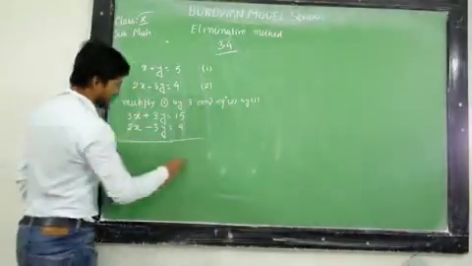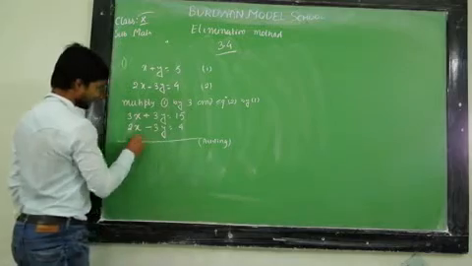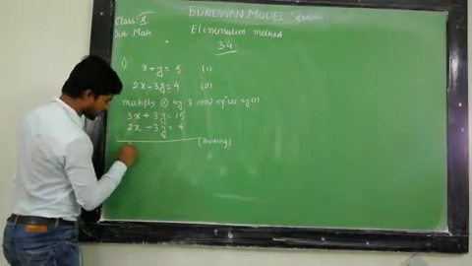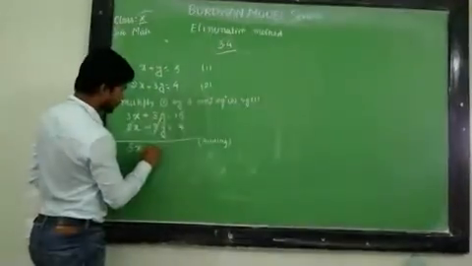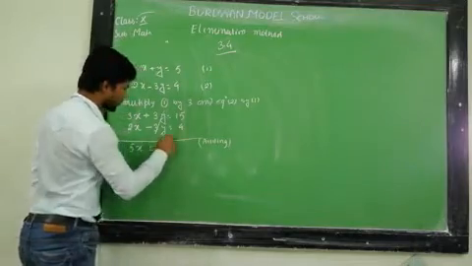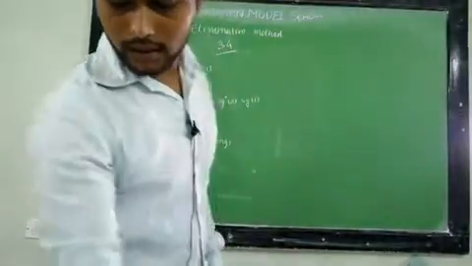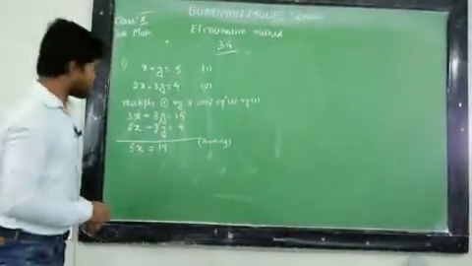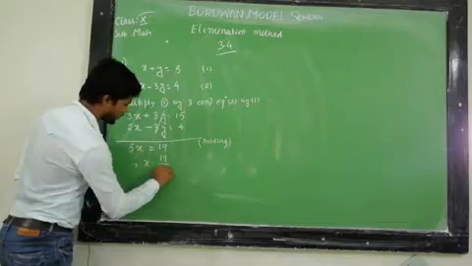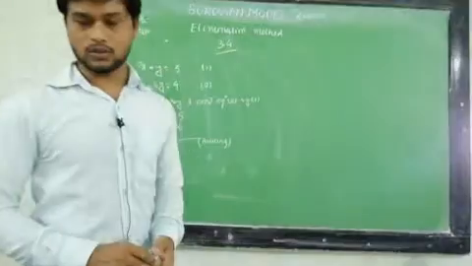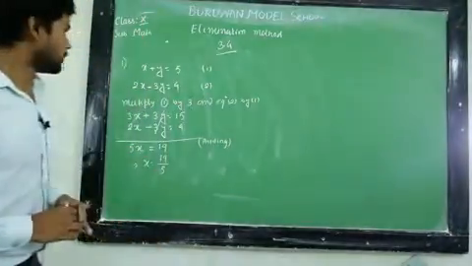So adding the equations, we have 3 plus 2, that is 5x, and plus 3y minus 3y cancel each other, which is equal to 15 plus 4, that is 19. So 5x is equal to 19. Now calculate the value of x. That means x is equal to 19 by 5. So the value of x is 19 by 5. Now we have to calculate the value of y.